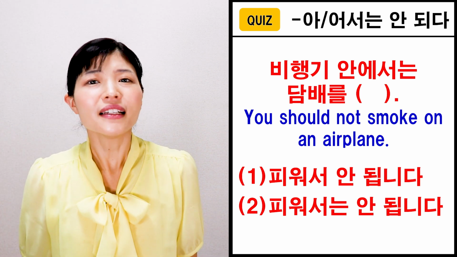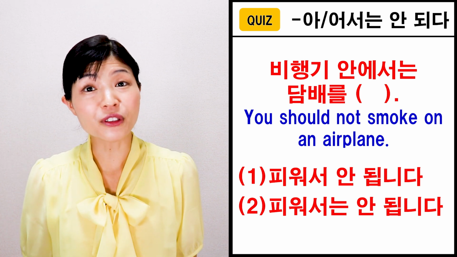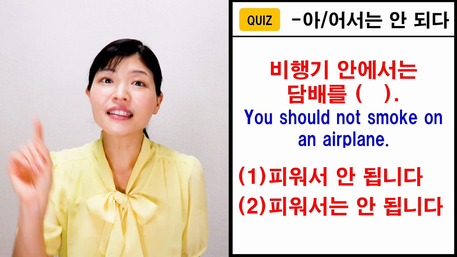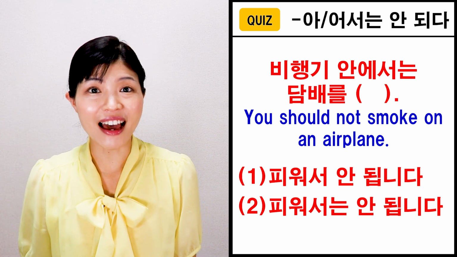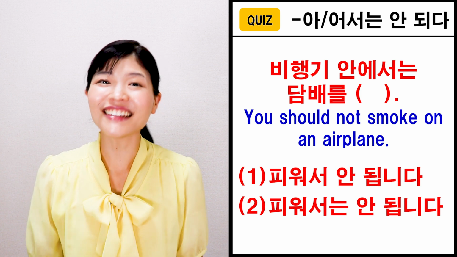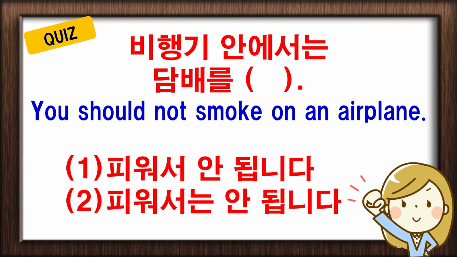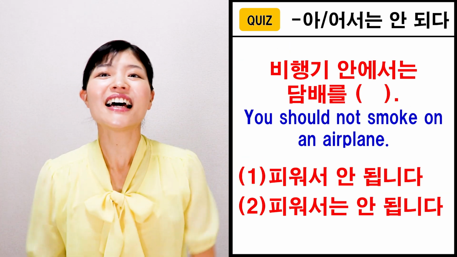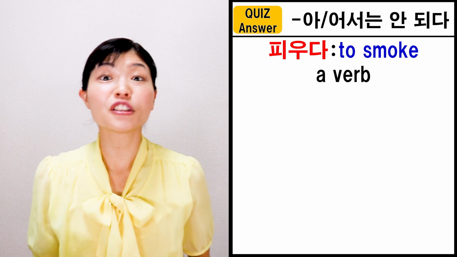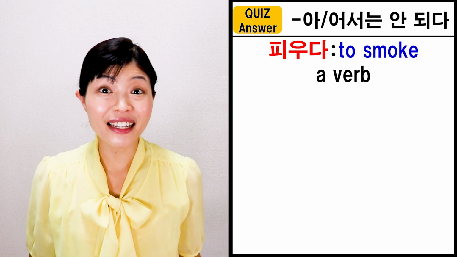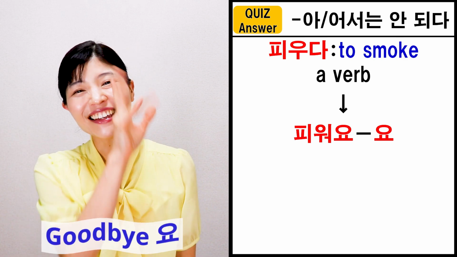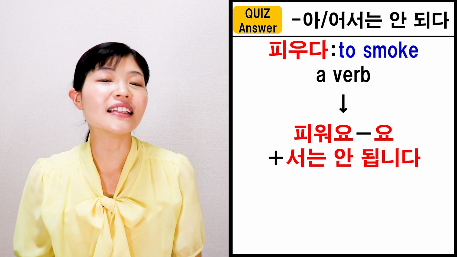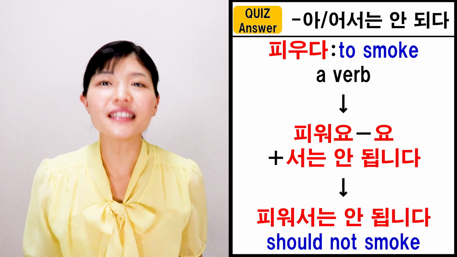비행기 안에서는 담배를 You should not smoke on an airplane. Number 1. 피워서 안 됩니다. Number 2. 피워서는 안 됩니다. I made it very tricky. The correct answer is number 2. 피우다 to smoke is a verb. The 요 form is 피워요. Yes. So you remove 요 and add 서는 안 됩니다 to make 피워서는 안 됩니다.